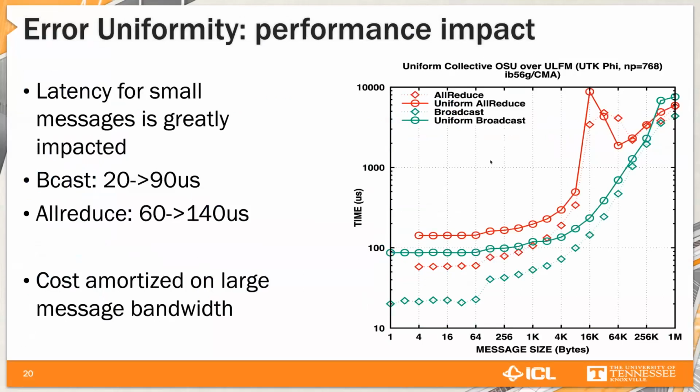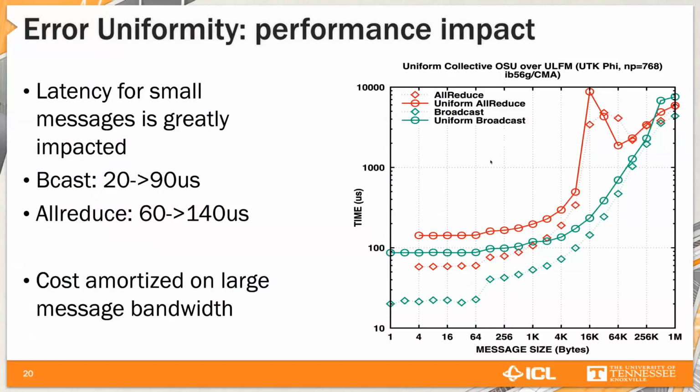So why don't we say that we always want the errors to be uniform? It is the easiest thing to do for the end users. For the end user, it is obviously a lot easier to deal with. However, there is a severe performance penalty. Well, there is a severe performance penalty on latency, at least.